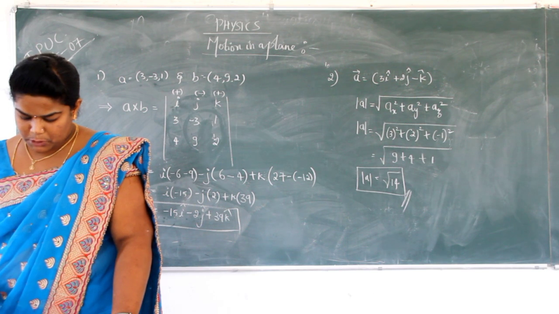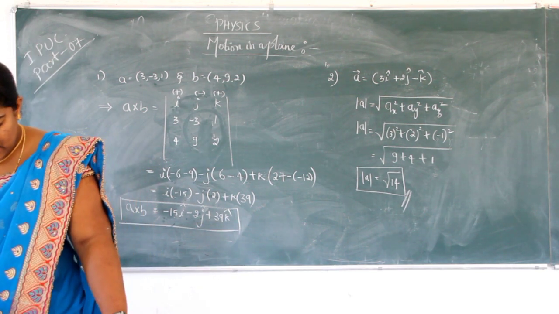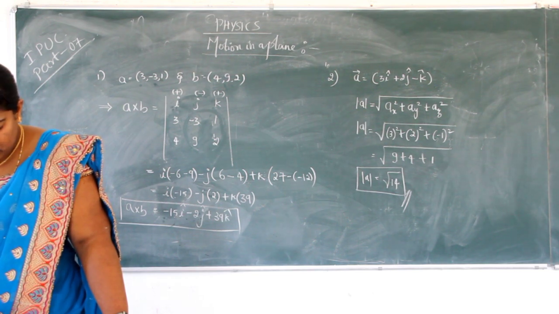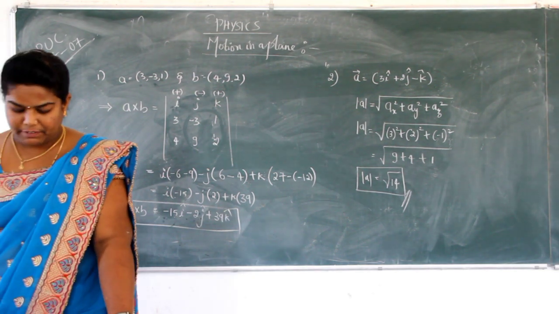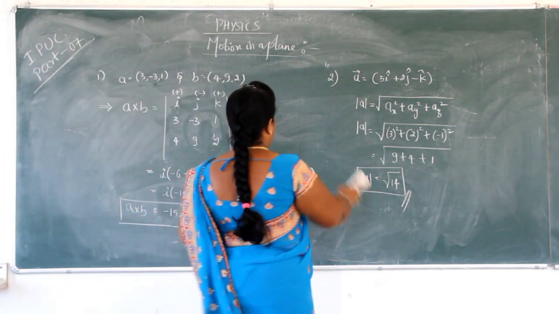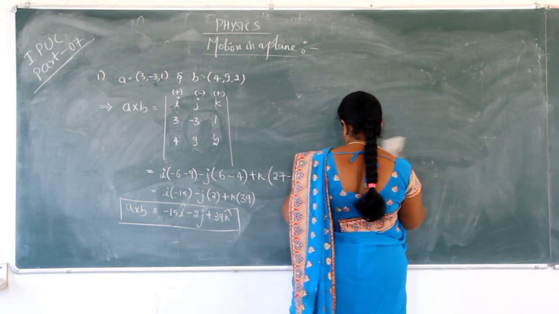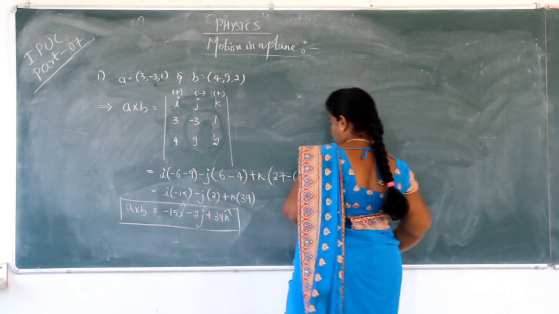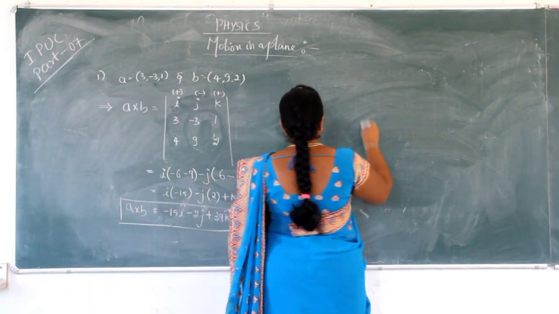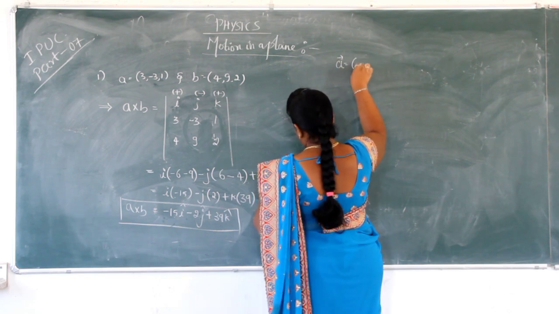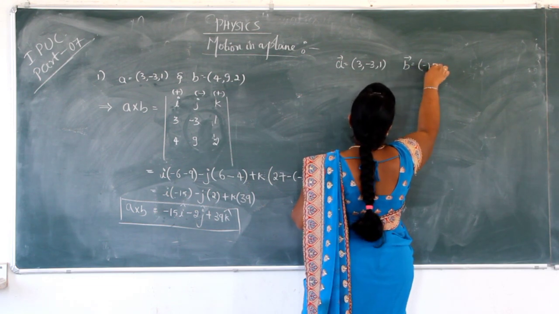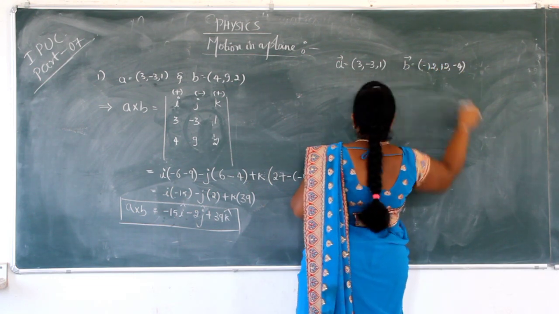Let us observe the next numerical. Take now the next question. Calculate the area of the parallelogram spanned by the vectors a is equal to 3 minus 3 1 and b is equal to minus 12 12 minus 4. Here, to calculate the area, they have given two vectors. What are the vectors? Vector a is 3 minus 3 1 and vector b is minus 12 12 minus 4, right?